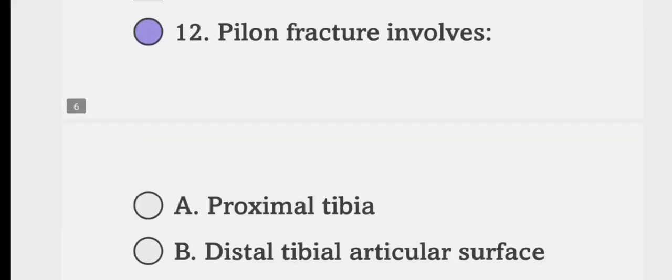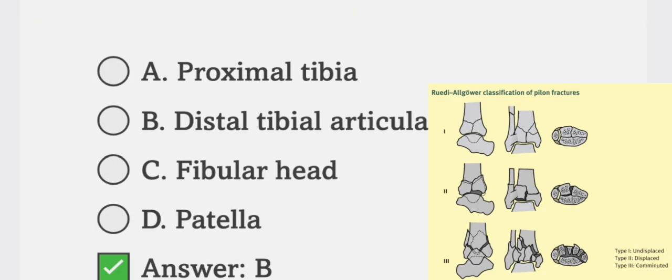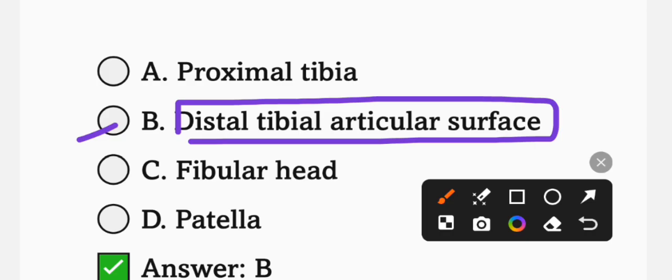Now come to the 12th question. Pilon fracture involves... So a pilon fracture actually affects the lower end of the tibia, especially the ankle joint surface. So that's why it is also called a tibial plafond fracture. And the option given is the correct option, distal tibial articular surface. Because the joint surface is damaged, stiffness is common, and if rehabilitation is poor, the outcome is worse. So this is the correct option. I think it is clear.